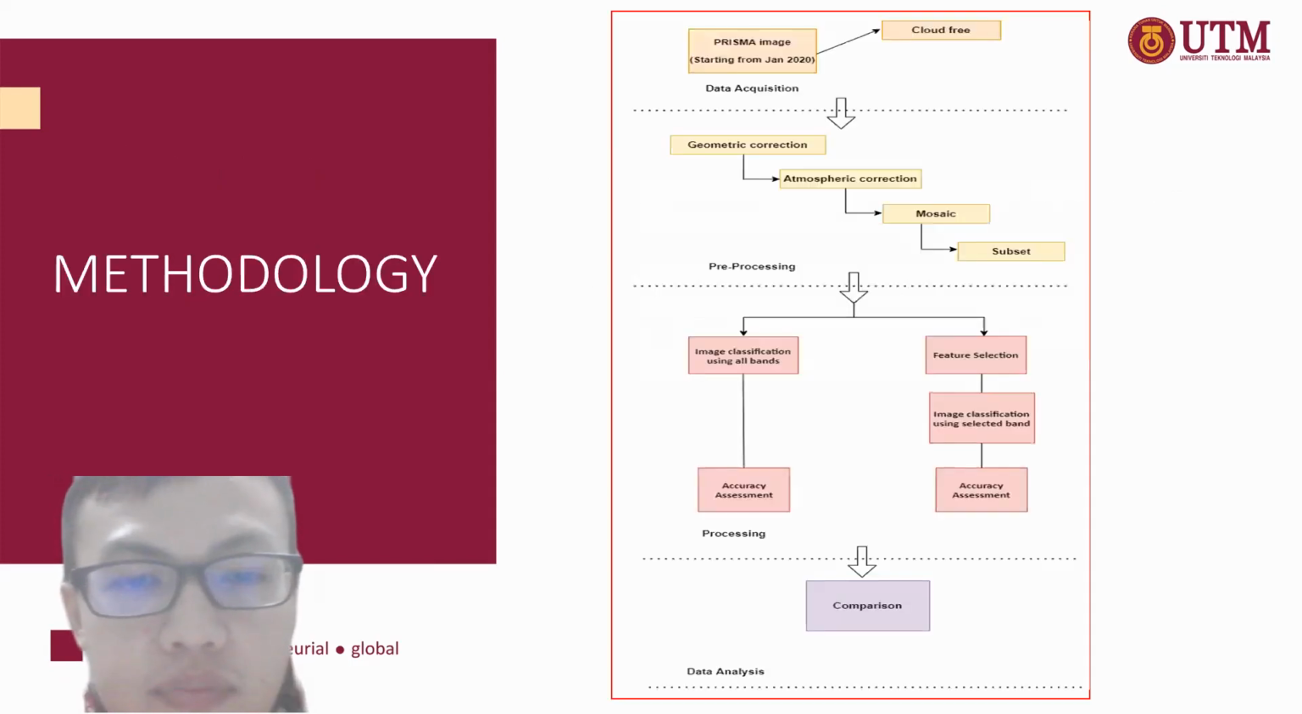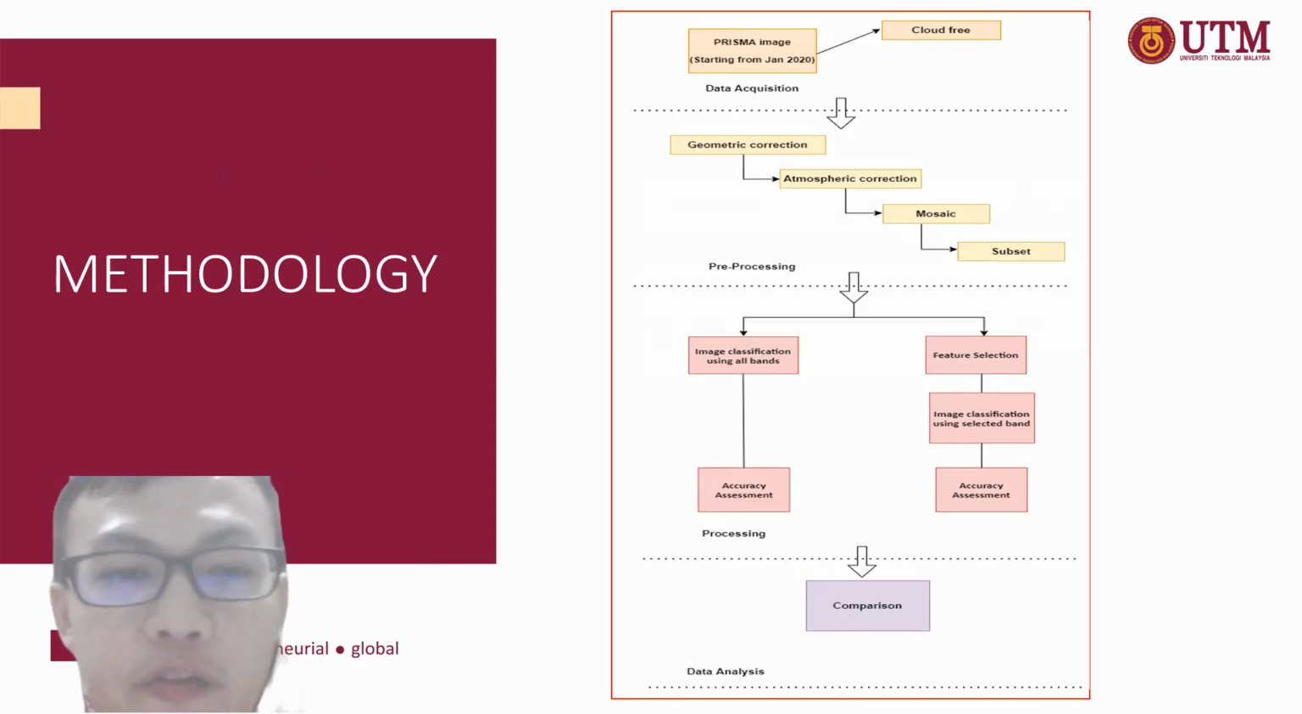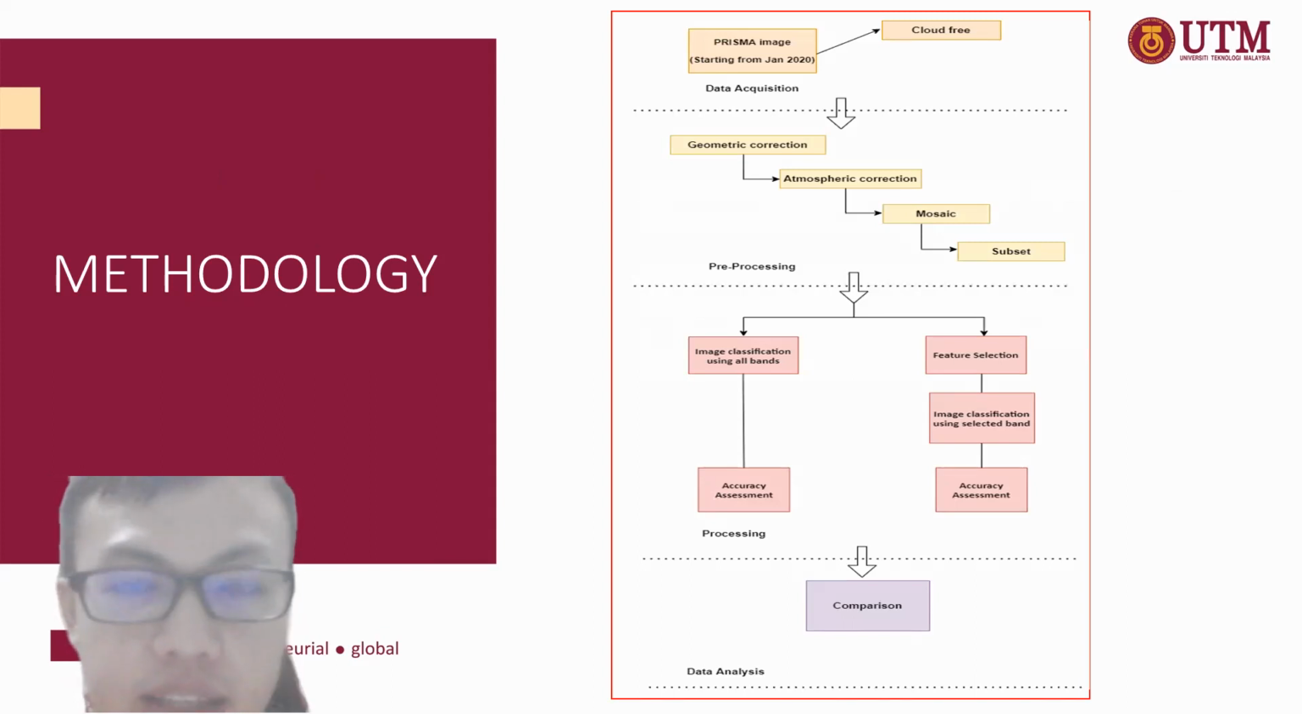Next, methodology. My methodology is shown as a flowchart, which is divided into four phases. The first is data acquisition. The second is pre-processing. Third is processing. And fourth is data analysis.